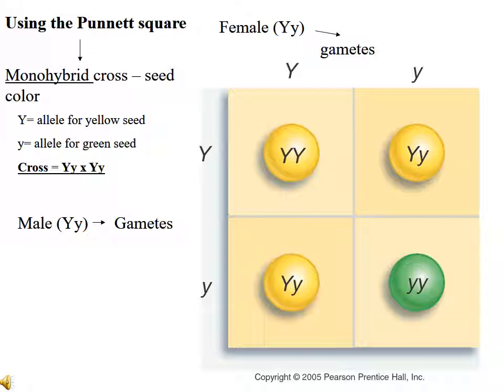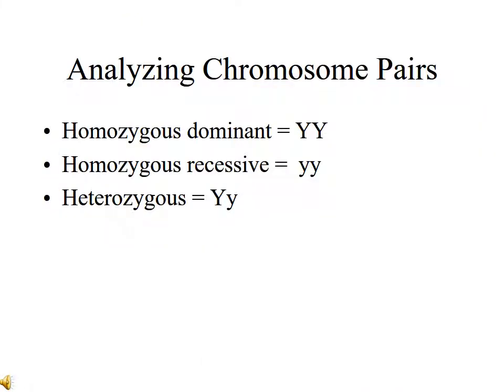Here's an important point to remember. You can always tell the phenotype, but you can never be certain of the genotype. So I'm looking at my three yellow genotypes, big Y big Y and big Y little y. I know they're all yellow, but I cannot tell without understanding the genetics what the genotype is until I do some complicated crosses. So now, the model that we just looked at, let's analyze what is really happening at the chromosome level.